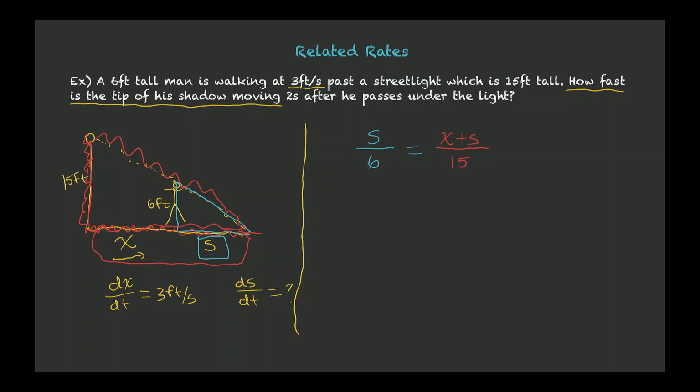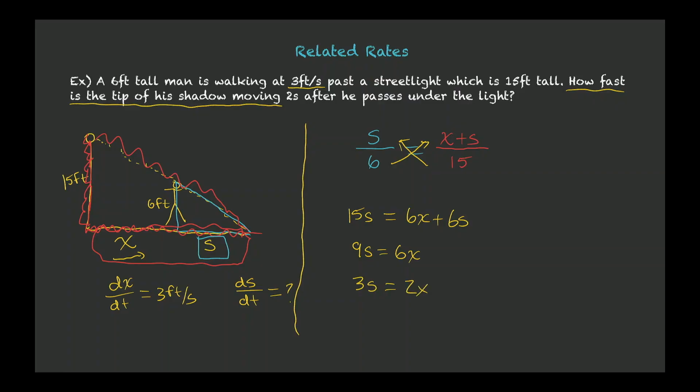And one thing about these expressions is you can simplify before you take a derivative. So I can cross multiply here. So 15 times s will give us 15s. And then cross multiply the 6 over to the other side. 6 times x plus s gives us 6x plus 6s. And we can even further simplify it by putting all the s's on one side. So subtract 6s gives us 9s is equal to 6x. And if we wanted to, we could divide both sides by 3 in this particular problem. So 3s is equal to 2x.